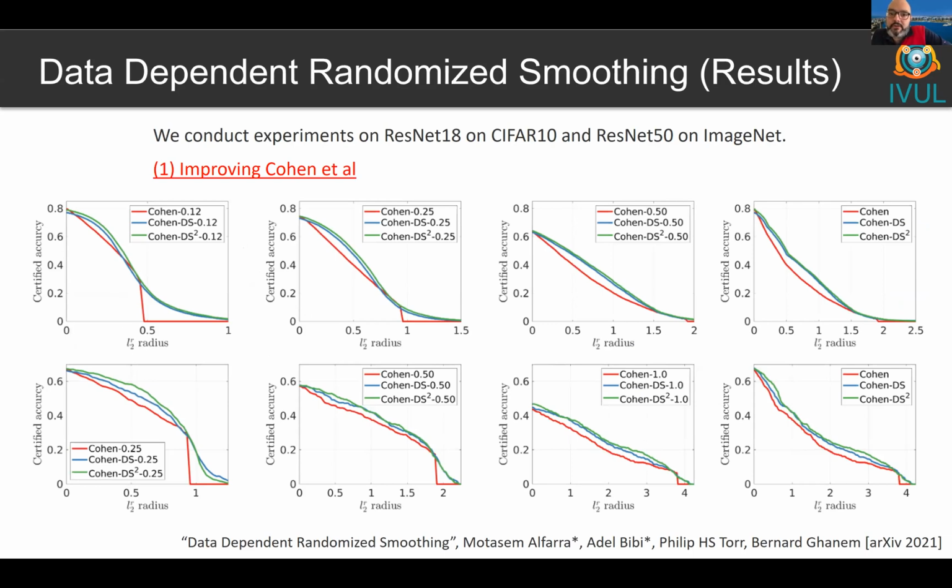The results are very, very good. And the reason why is that, like I said, there are certain elements in the input space that can be certified with a much bigger radius than what was done before. And this is what we're able to successfully do.